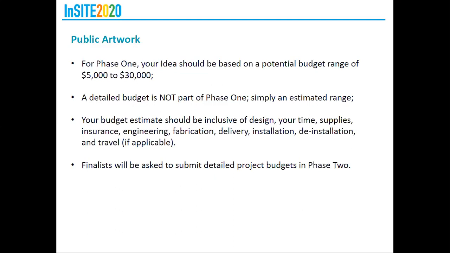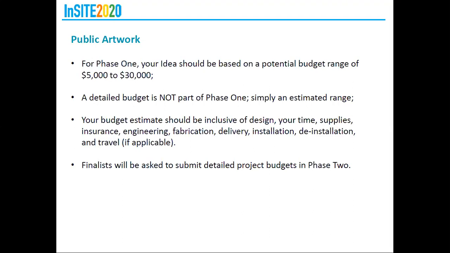For phase 1, we're going to ask in the application, which you'll see, you'll be asked to check a box related to the potential budget range of your project. But you're not being asked at this point to submit a detailed budget. So this is just going to be an estimate. If you are selected as a finalist and your actual budget when you start to get into the project differs from what you put in your estimate in this phase 1, that's okay. But we just kind of want to get a sense of the scale of the budget that you're thinking about in terms of your idea.